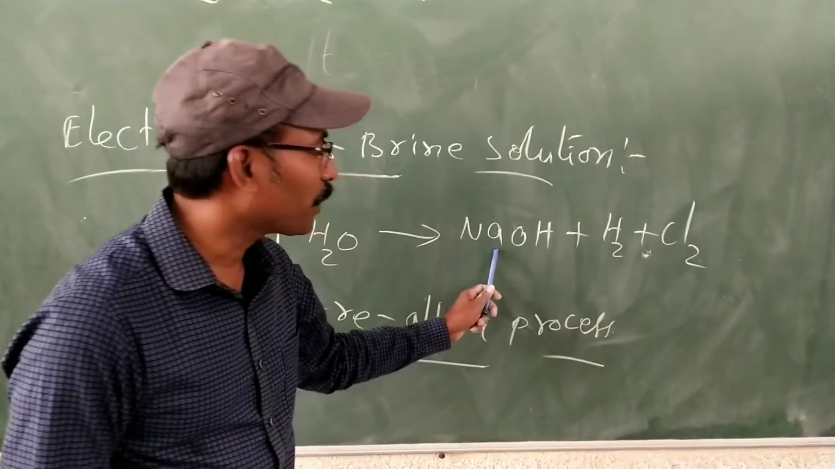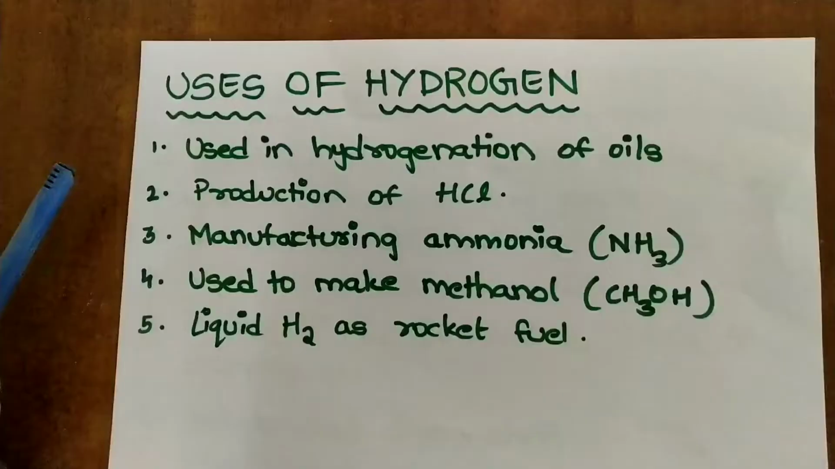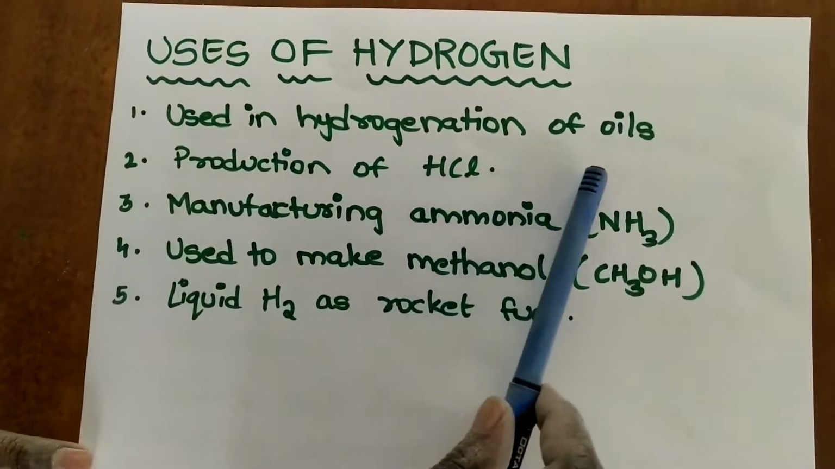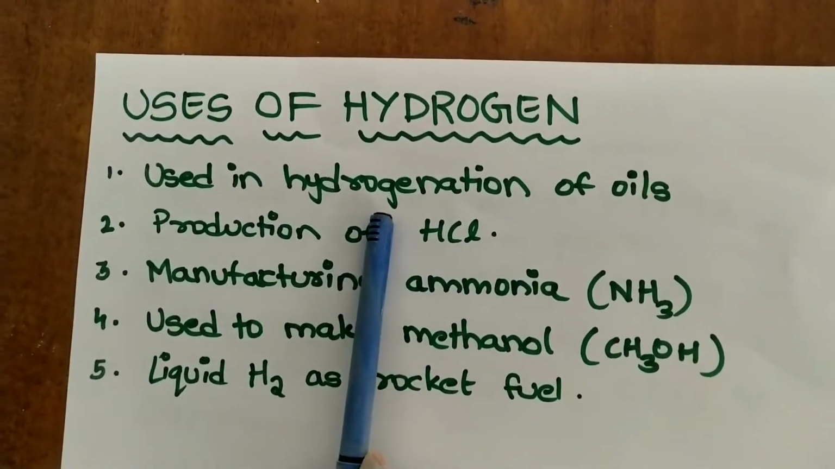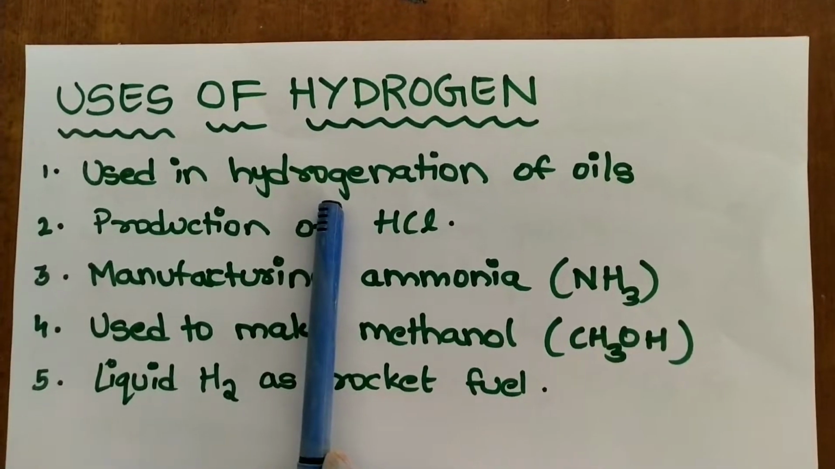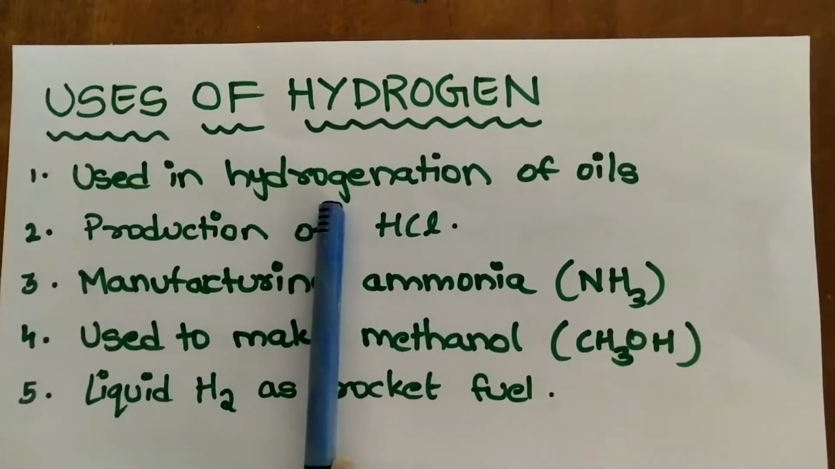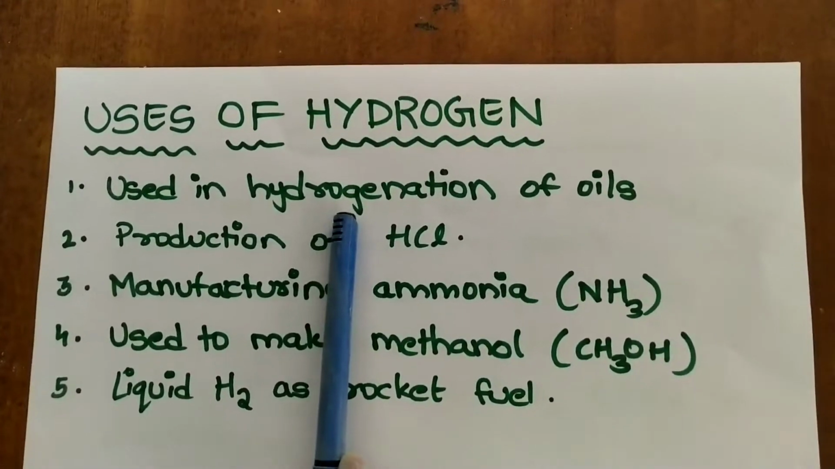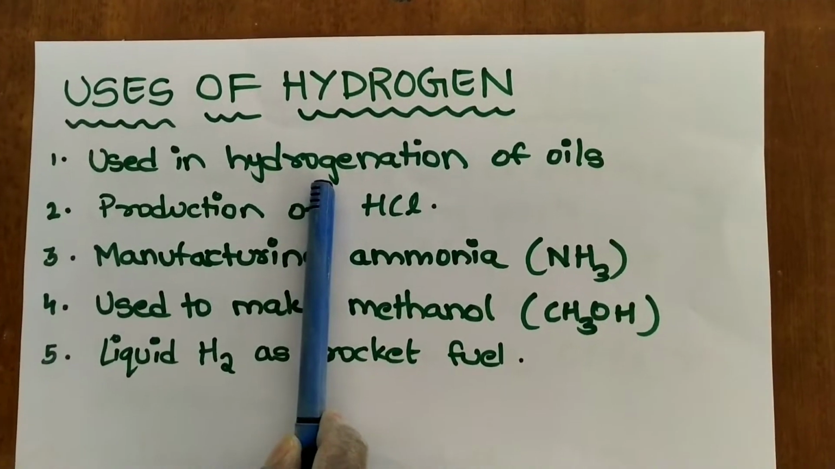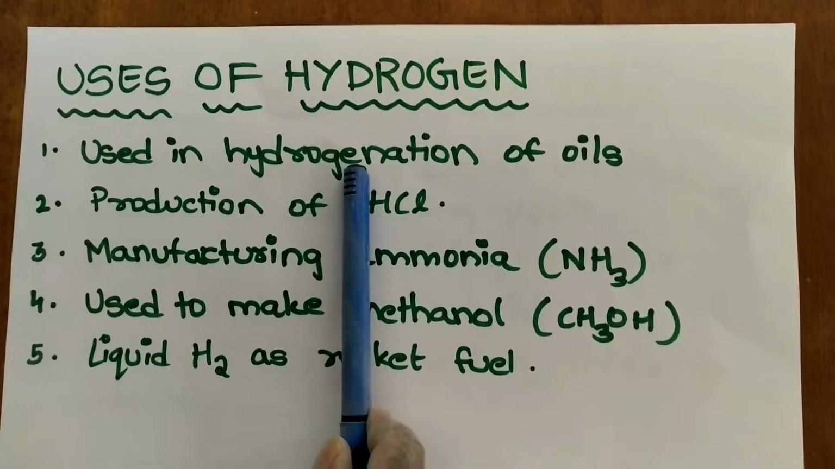Now you have seen the uses of sodium hydroxide. Now let us see the uses of hydrogen. This hydrogen is used in the hydrogenation of oils. Hydrogenation of oils is nothing but, generally when you take any fatty oils, fatty unsaturated hydrocarbons, in the presence of hydrogen, they will be changed into saturated hydrocarbons, which is nothing but vanaspati or dalda. About this you will be learning more in the next lesson on carbon compounds.